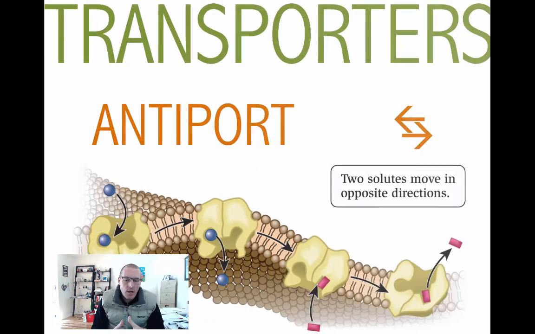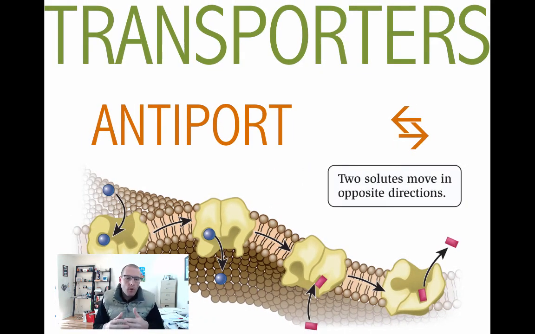Okay, lastly, let's take a look at antiporters. Antiporters, remember, two solutes, but going in different directions. So here what we have is a blue ball, blue solute, and it binds into a site in the protein, and that causes the transporter to change shape. It gets flipped across the membrane, and then a second solute from inside the cell, or on this side of the membrane, binds into the transporter, and when that binds, there's another change in shape.